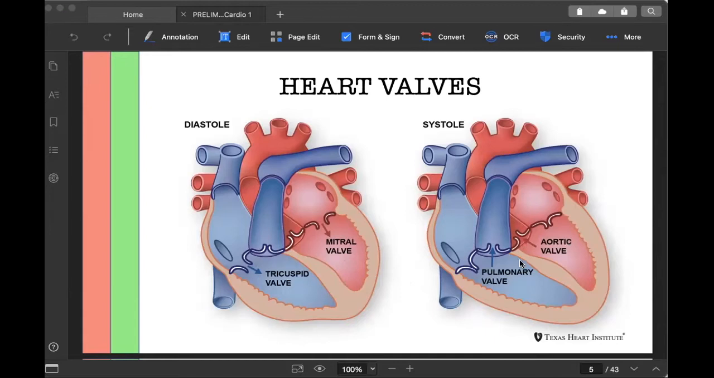During your diastole, your tricuspid valve and your mitral valve actually open. They will open to allow the blood to flow freely into your relaxed ventricles. So again, during your diastole, the relaxation phase, these two valves will open so that blood will flow. While your semilunar valves close during your diastole, and they open during your systole.